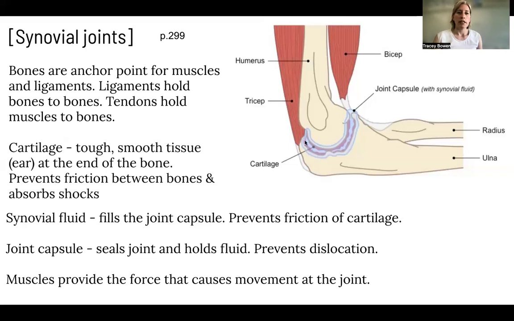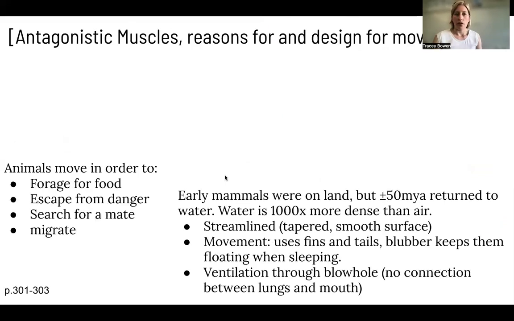Cartilage is the tough, smooth tissue that you can find in your ear here, but it's also on the surface of your bones, and it's going to prevent friction between bones and absorb shocks. Inside the joint capsule here is synovial fluid, and it prevents friction of the cartilage. And the joint capsule is sealed and it prevents dislocation of the joint, while the muscles provide the force that causes the movement at the joint.